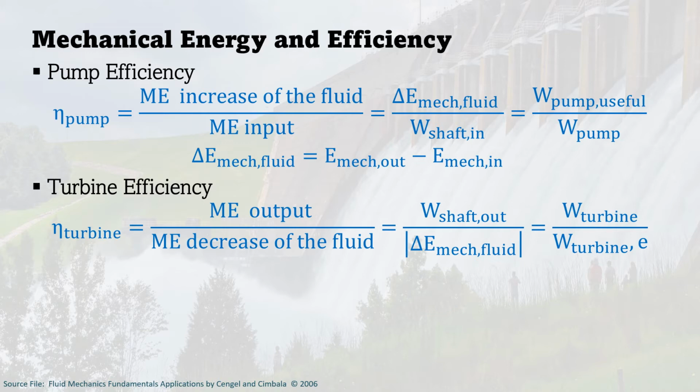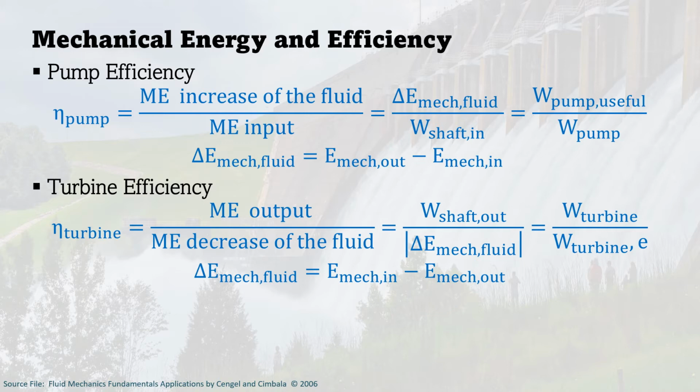And we can also write this in terms of work turbine divided by the turbine work extracted. So the change in mechanical energy of the fluid is mechanical energy in minus mechanical energy out, because as you can see in an actual operation of a turbine, the mechanical energy input, say for example from the water, is greater than the output, which is the one that you can produce from the turbine. So that's the turbine efficiency.